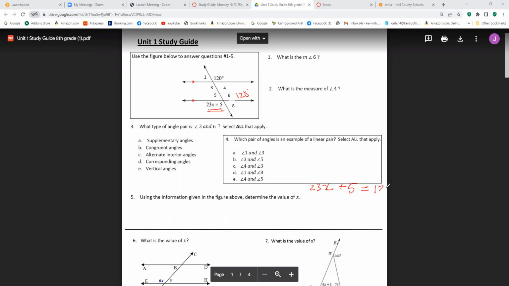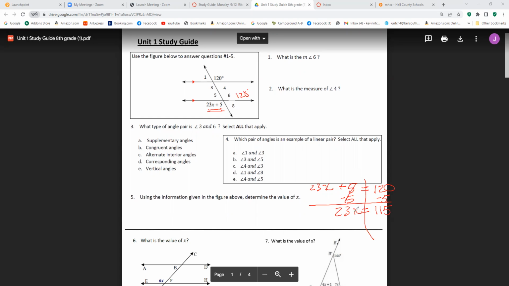All right, so in order to solve for X, I want to get X by itself. So I'm going to get rid of plus 5. The opposite of plus 5 is subtract 5. So I'm going to subtract 5 from both sides. So I bring that down. This is gone. I have 23x is equal to 115.